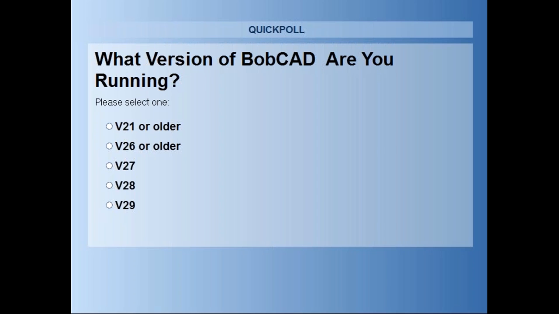Now, V5, BobCAM and BobCAD-CAM, these products mirror each other. So if you have V5, a lot of the settings that I'm showing you here would be the same. These are the mill standard settings. These are very basic. They're easy to get up and running.